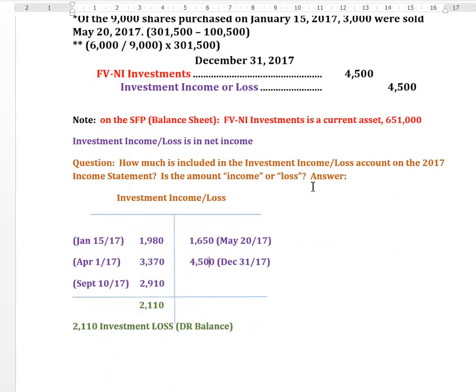And then don't forget, you had a $4,500 revaluation of the portfolio here. So if you add up the debits and subtract the credits, you're going to get a net debit of $2,110, which would be an investment income loss debit, which is a net loss in that account, right? So it's a debit balance.